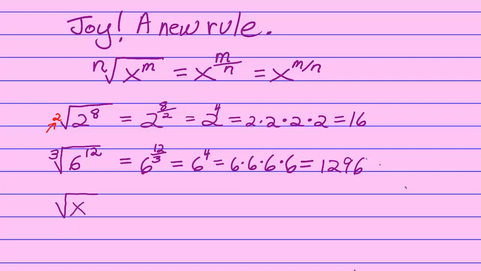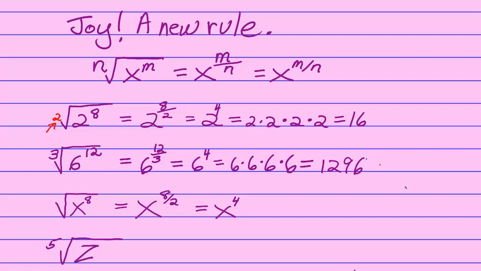Now we have the square root of x to the 8th power. And that will give us x to the 8 divided by 2 power. Notice there's no radical now. 8 divided by 2 is 4. So this is x to the 4th power.